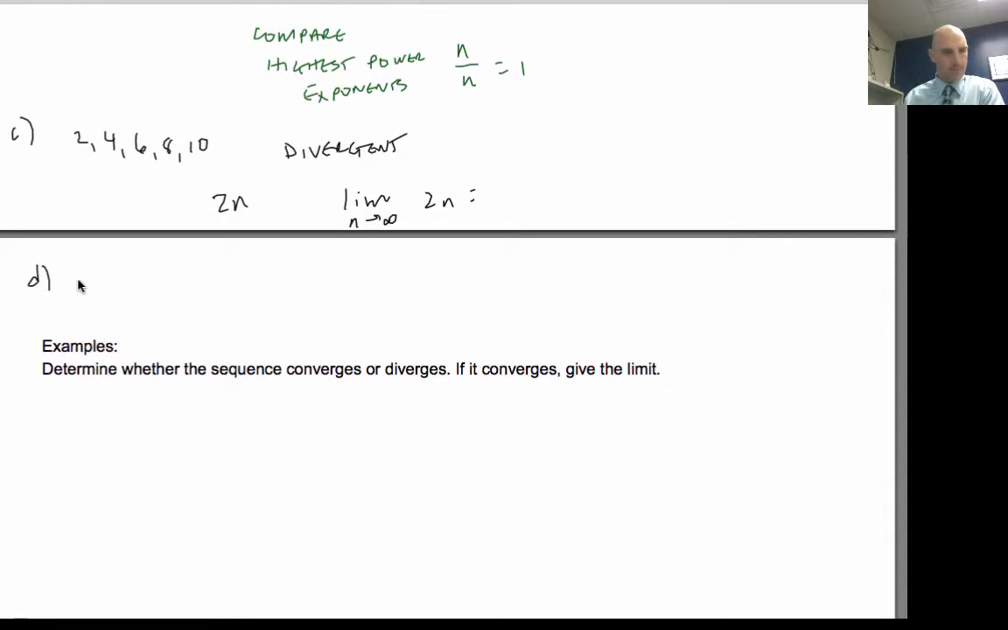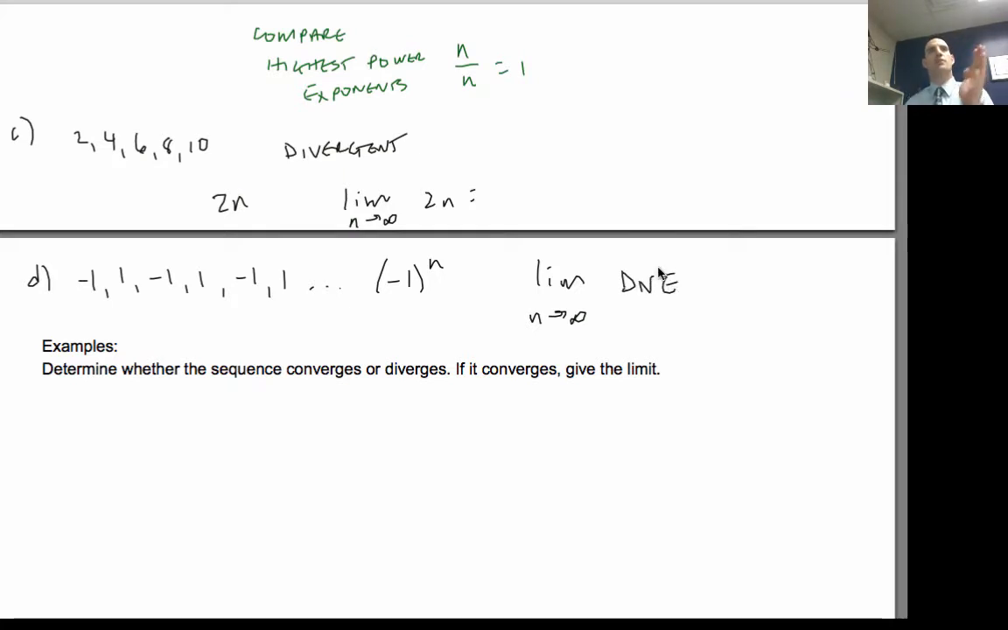D. Negative 1, 1, negative 1, 1, negative 1, 1, dot, dot, dot. Negative 1 to the n. The limit as n approaches infinity. Well, you can see what's happening here. It's negative 1 to the n, so odd powers are going to be negative 1. Even powers are going to be 1. Well, the limit does not exist. It doesn't exist because it just keeps going like this. Right? So up and down, up and down, up and down. It's not going anywhere.